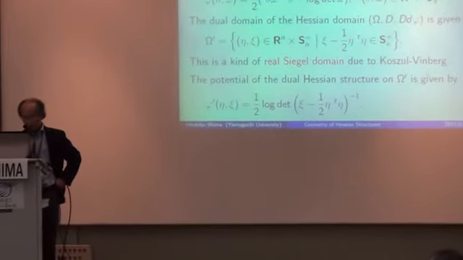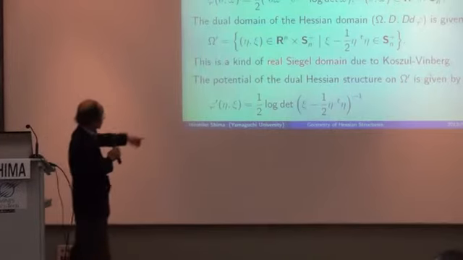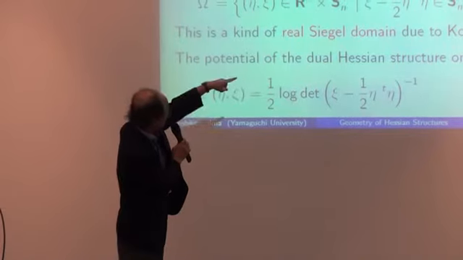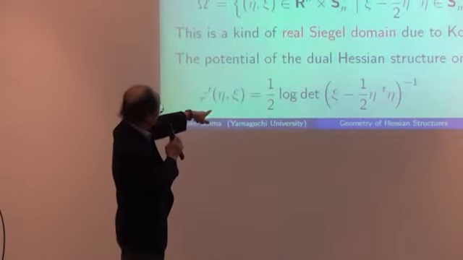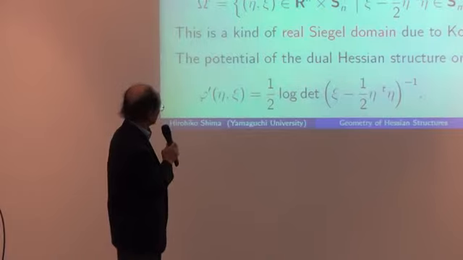The potential of the dual Hessian structure of Ω' is given by the determinant, the determinant inverse. This is the potential of the dual Hessian structure.